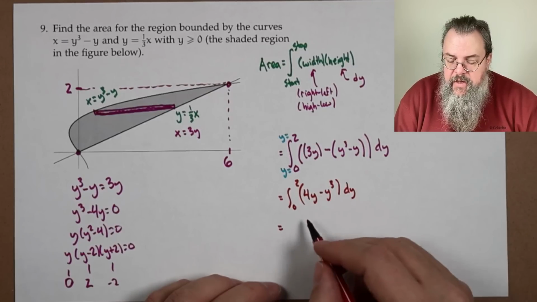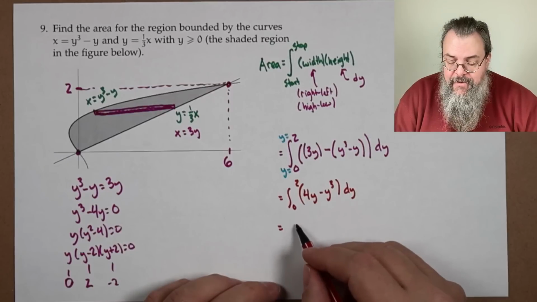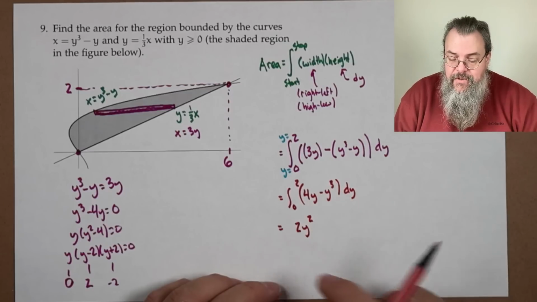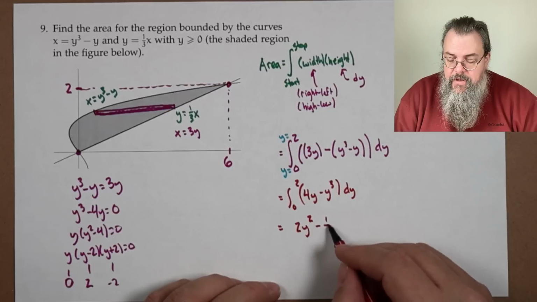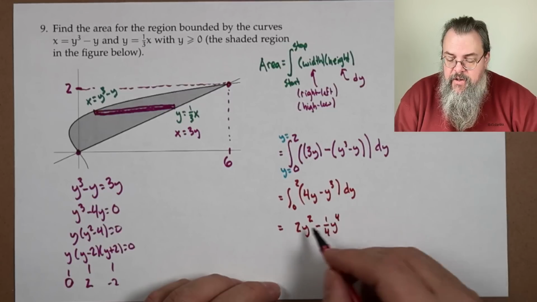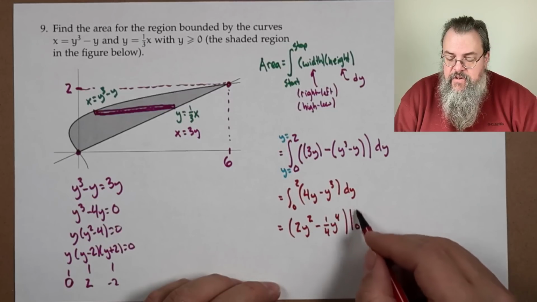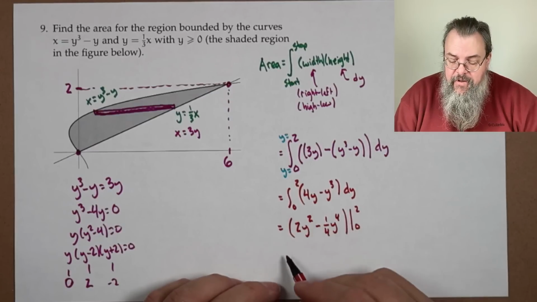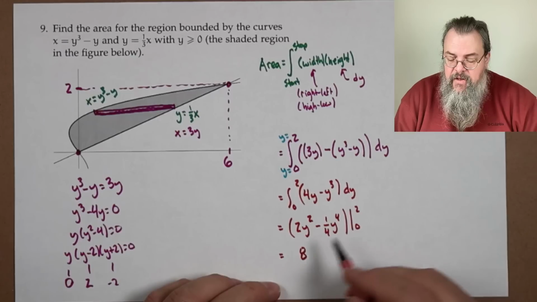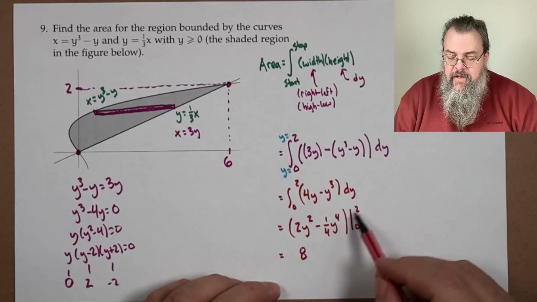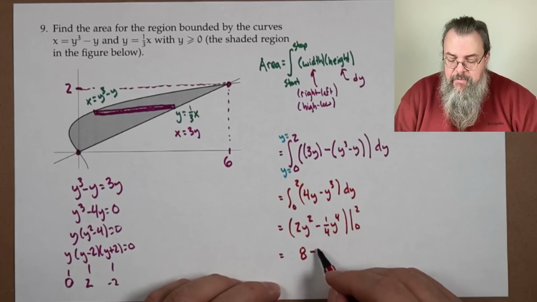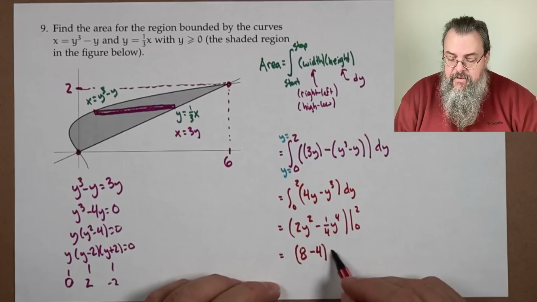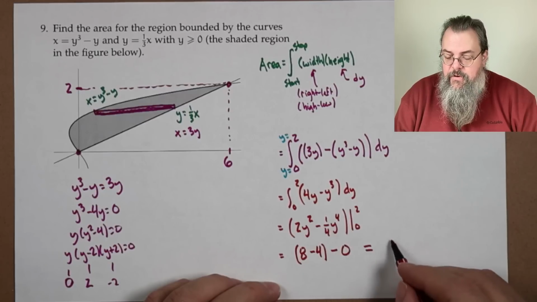All right, so that would become the integral: 4y is 2y squared. Add 1, divide by 2. Integral of y cubed, 1/4 y to the 4th. And plug in from 0 to 2. When you plug in 2, 2 times 2 squared, well, that's 2 times 4, that's 8. 2 to the 4th is 16, times 1/4, so that would be minus 4. And when you plug in 0, you get 0 and 0, so it's 0. And so 8 minus 4 is 4.